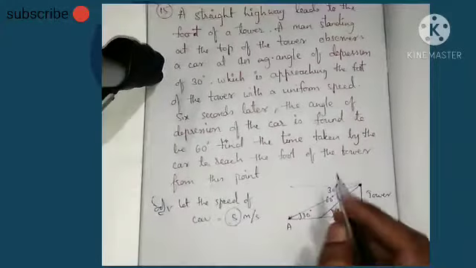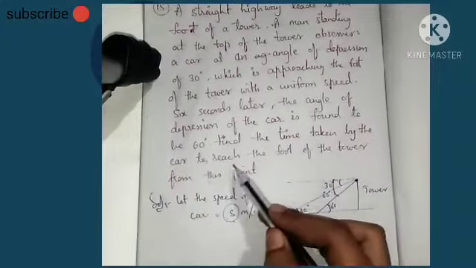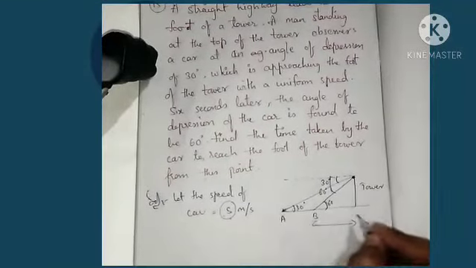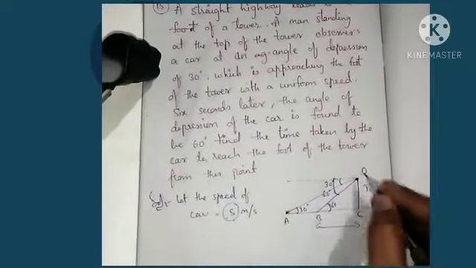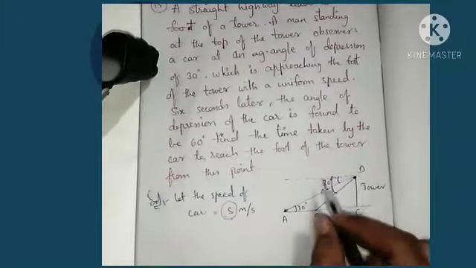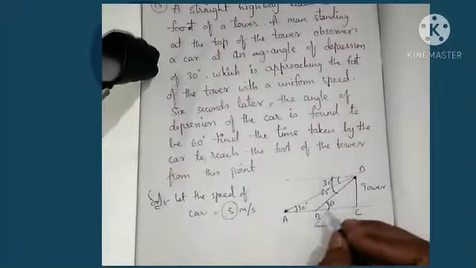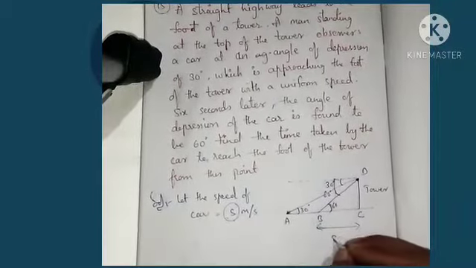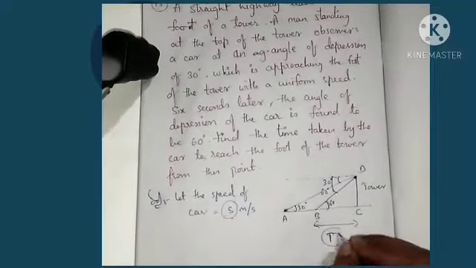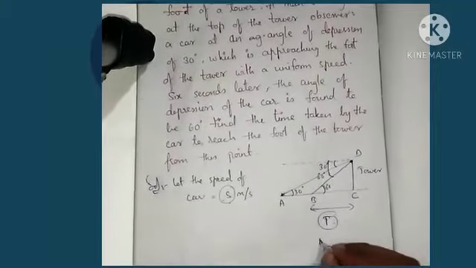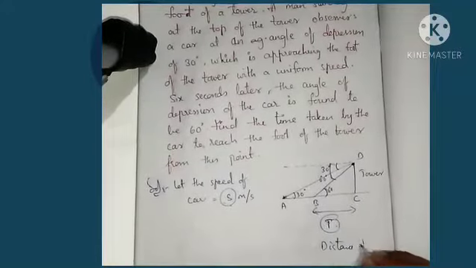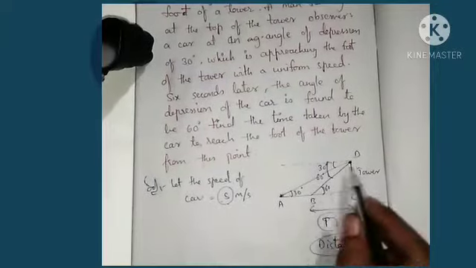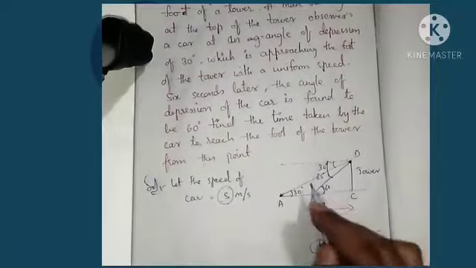So now, here we have to find the time taken by the car to reach the foot. From this point we have to find the time taken. Let it be some C, D. So we have to find the time taken to reach the foot of the tower from this point, so from B to C. So for this distance we have to find the time. Now to find the time we have one formula: distance is equal to time into speed. So first we have to find the distance, but we don't know any side.